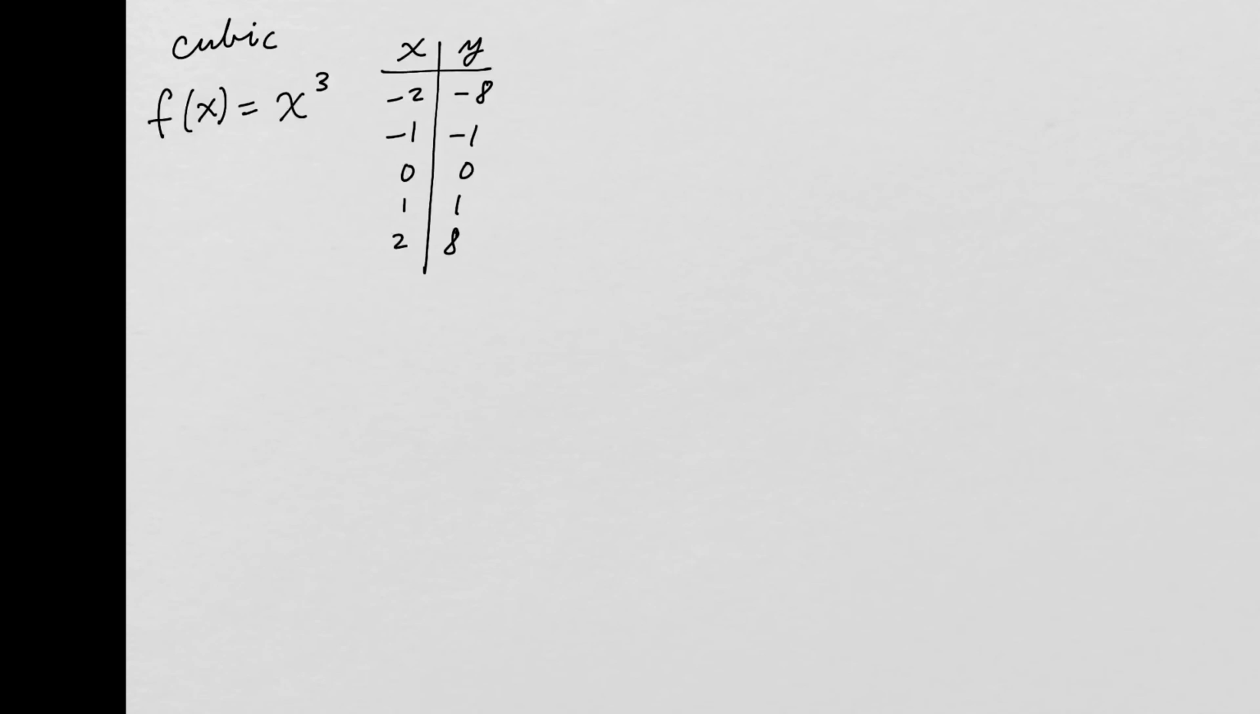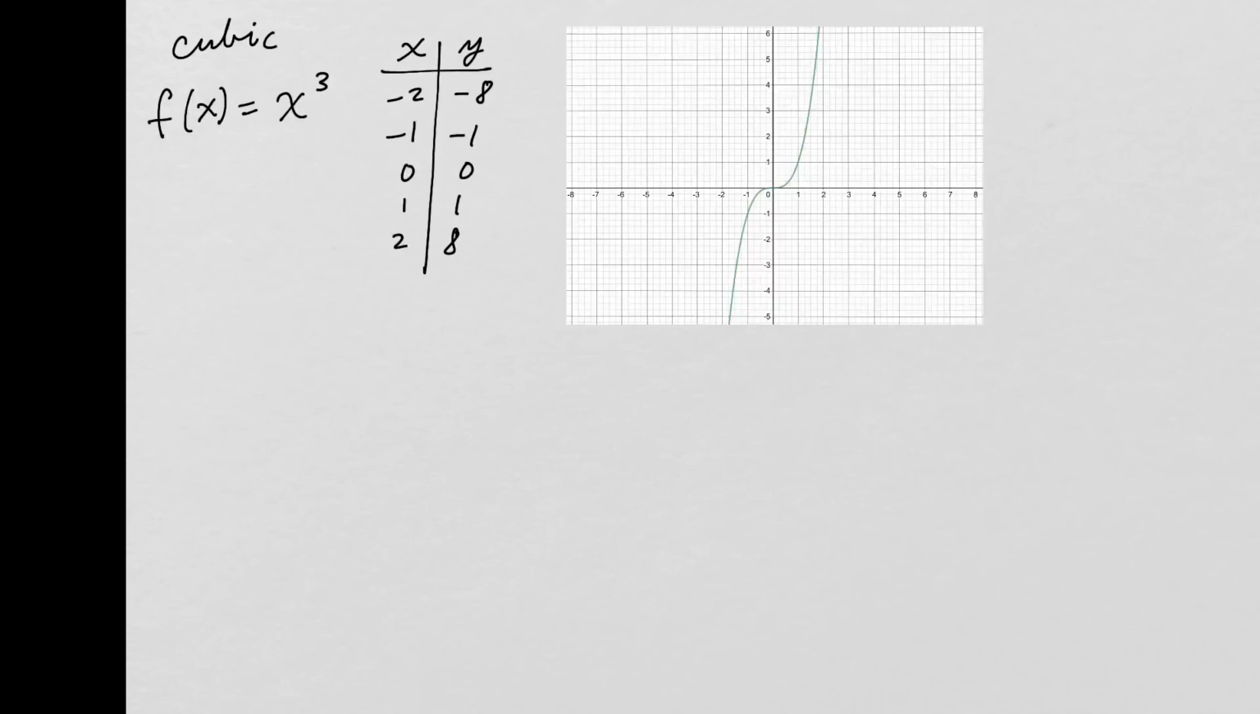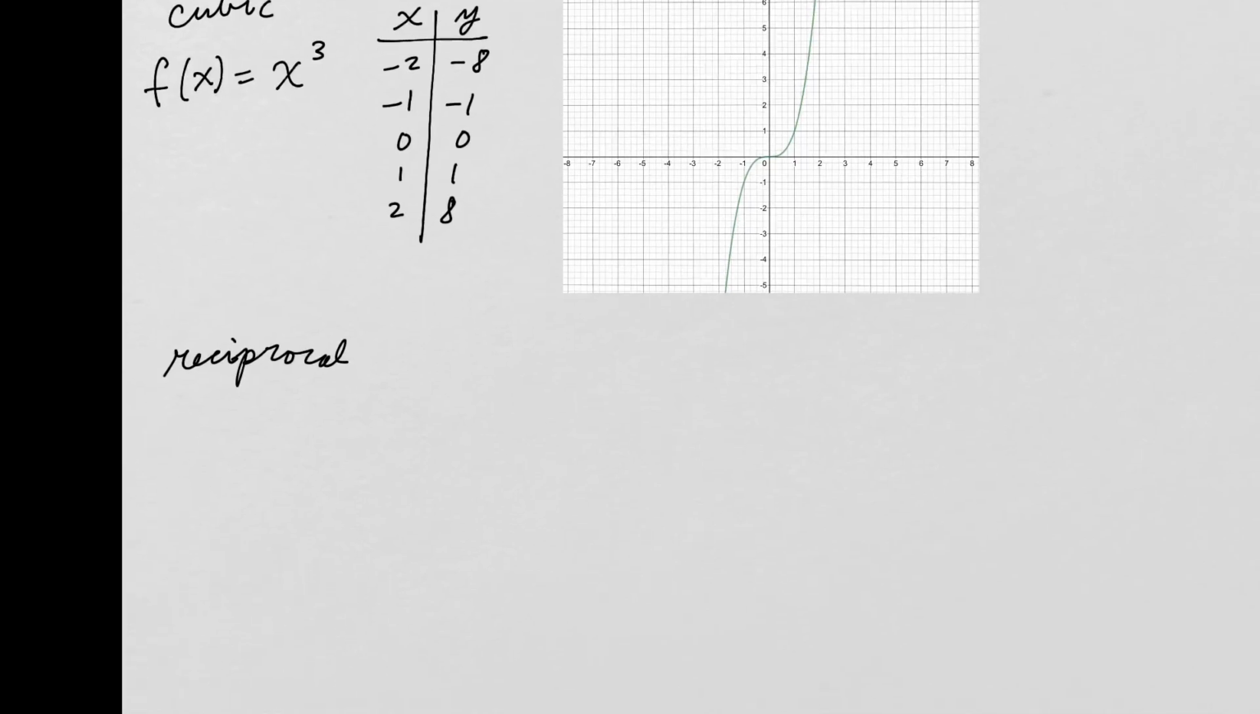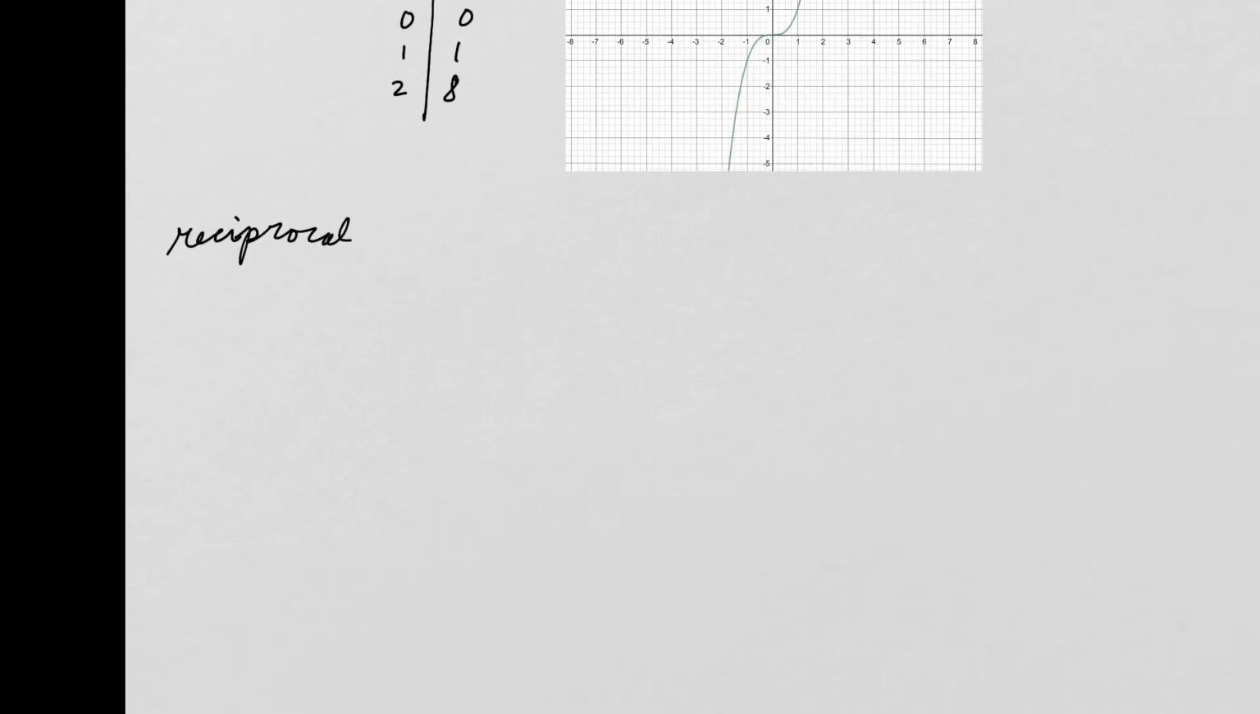And if I plot it, it looks like this. So something like that. And again, you can see here, 0 is 0, 1 would be 1, 2 would be 8. It's already off the screen here. Negative 1 is negative 1, negative 2 would be negative 8 down here somewhere. Okay, the next toolkit function that you're going to see is a reciprocal function. And that has the form f of x is equal to 1 over x.